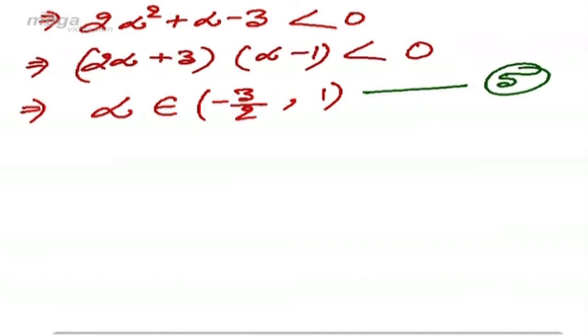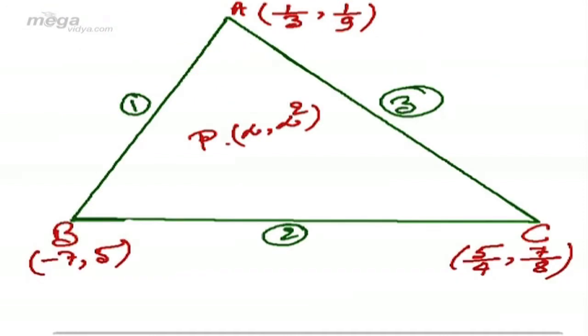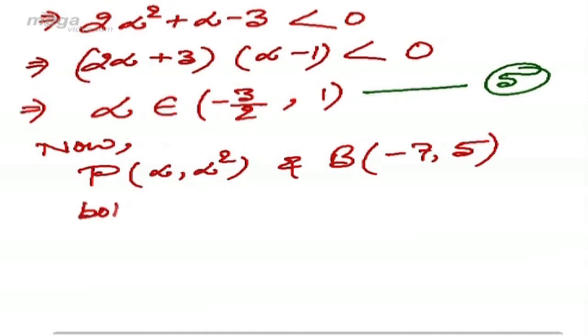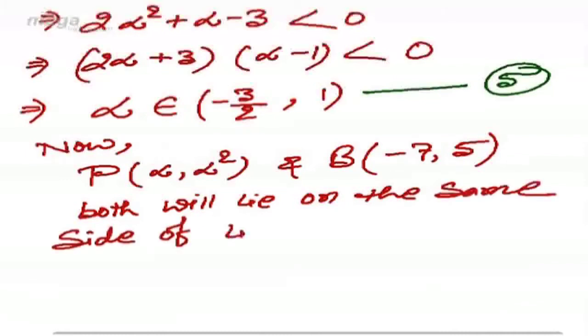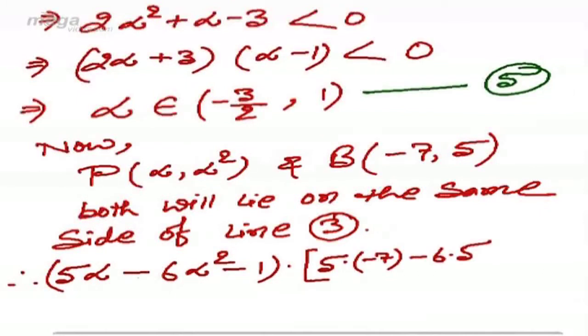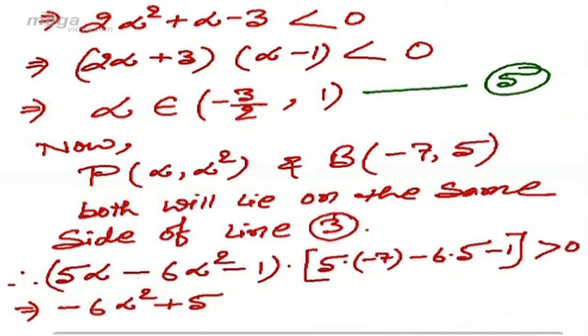Now we will consider the last, 3rd line. For the 3rd line, the point P and the point B will lie on the same side. Now point P (alpha, alpha square) and B (minus 7, 5) both will lie on the same side of line 3. So here also, when you substitute P and B in straight line 3, both give the same sign. So here we get 5 alpha plus 5 alpha minus 6 alpha square minus 1 into 5 into minus 7 minus 6 into 5 minus 1 is greater than 0.